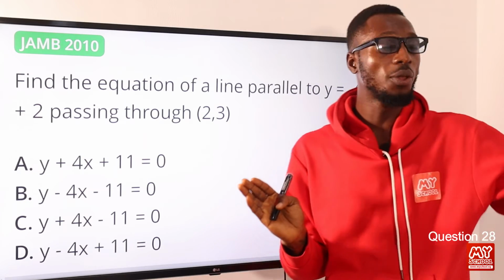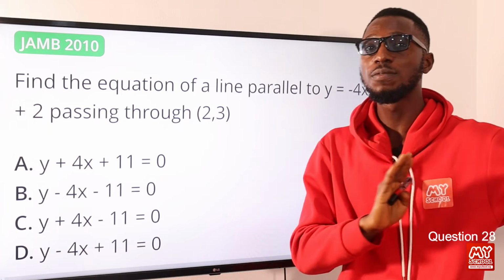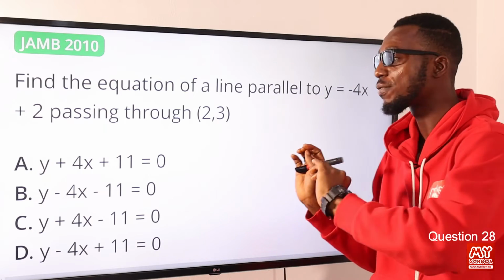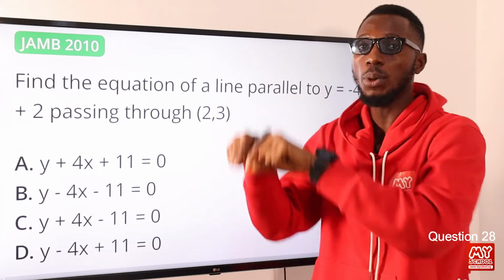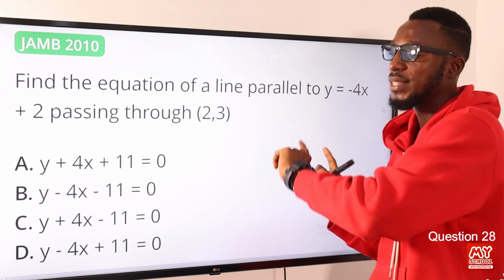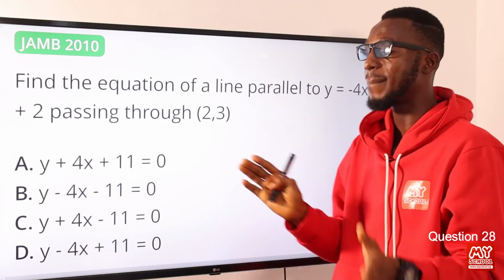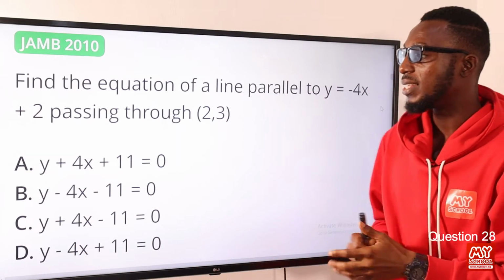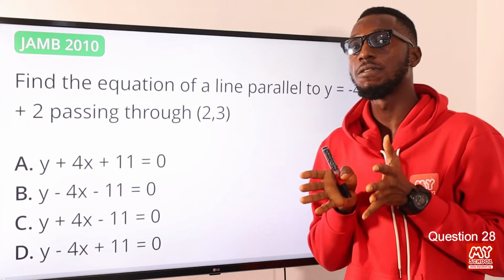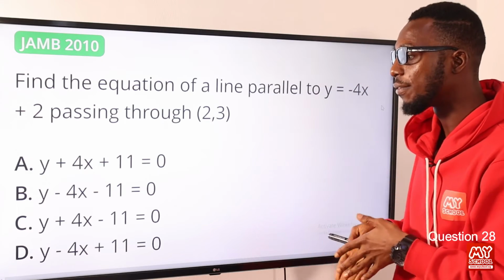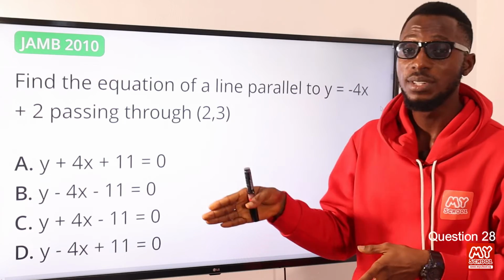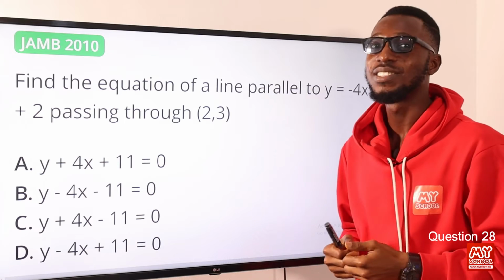So I repeat, what we got from our solution here is minus 4x plus 11. If you take minus 4x to the other side, it becomes plus 4x. Then the plus 11, if you take it to the other side to meet y, becomes minus 11. So the equation that is parallel is actually y plus 4x minus 11 equals 0, and that can be found in option C. So option C is the correct option.